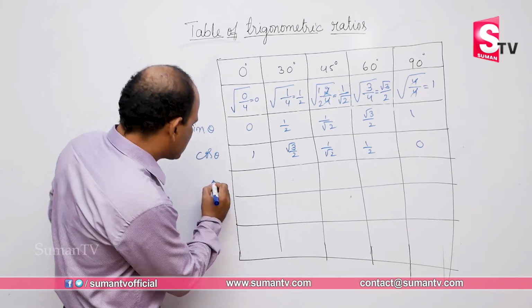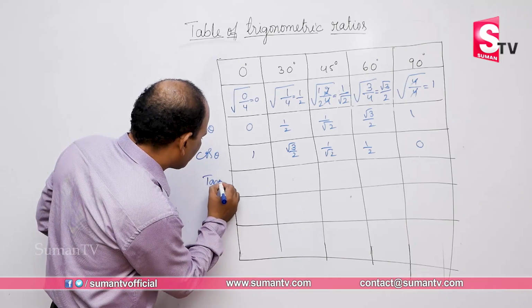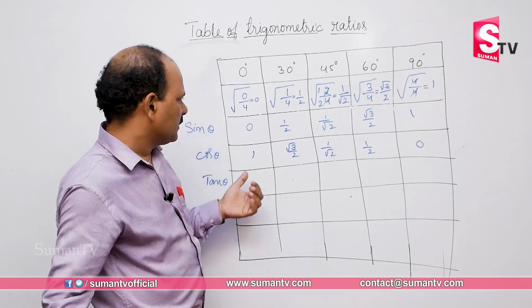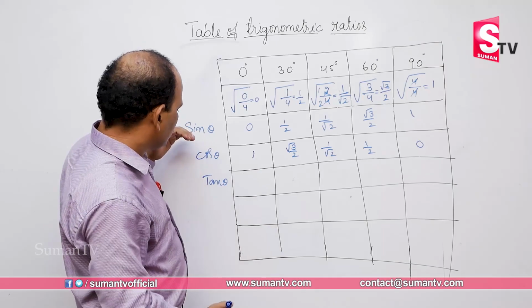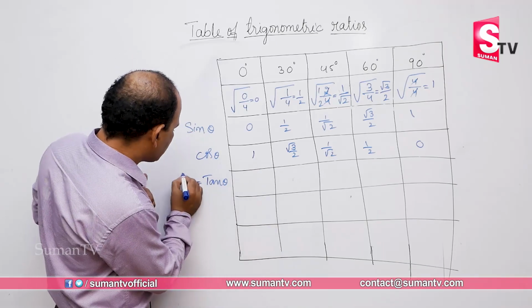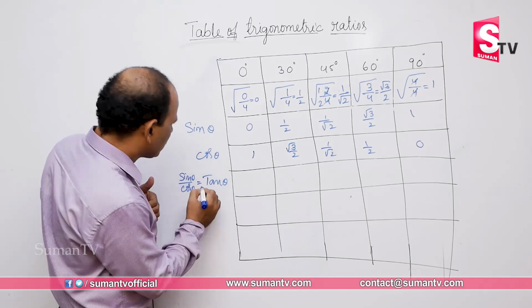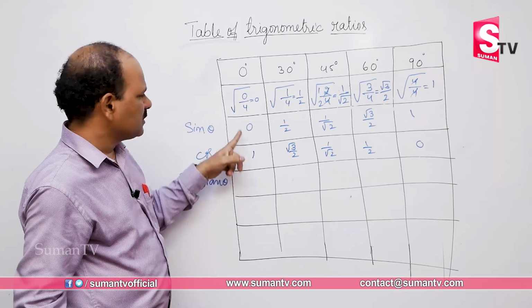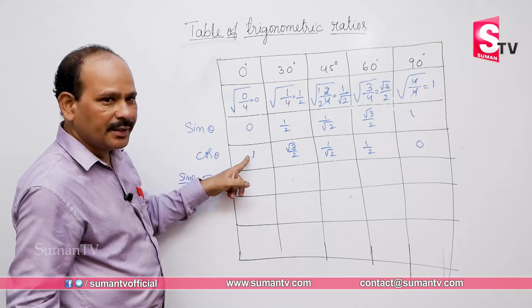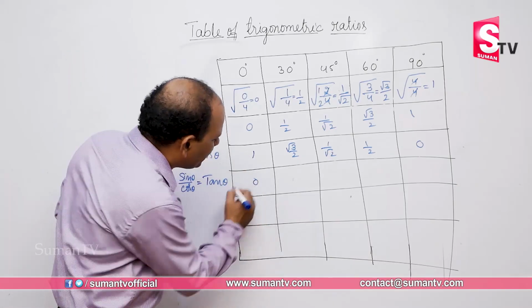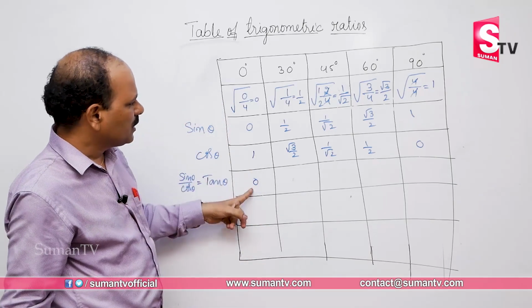Now, the next ratio is tan. Tan theta is what? Actually, it is sin theta by cos theta. 0 by 1 is 0. 0 by anything is 0. So, 0 by 1 is equal to 0.